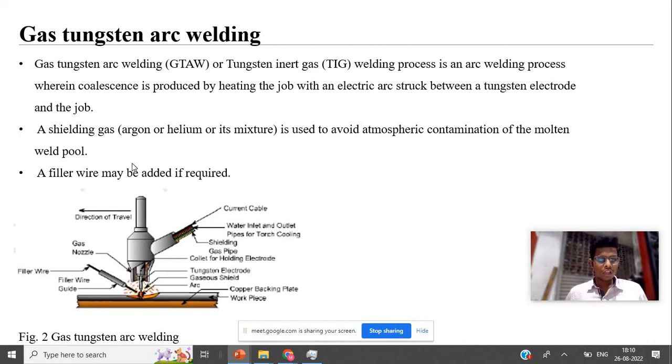Now the shielding gas, argon or helium, is used to avoid atmospheric contamination of the molten pool. Basically the base plate is getting melted, which will get oxidized if it is exposed to the atmosphere. For that, the shielding gas is supplied through this, which will be used to avoid the atmospheric contamination. As I said earlier, if the thickness of the joint is more, then we will supply an external filler wire, as seen in this figure. This is the filler wire.